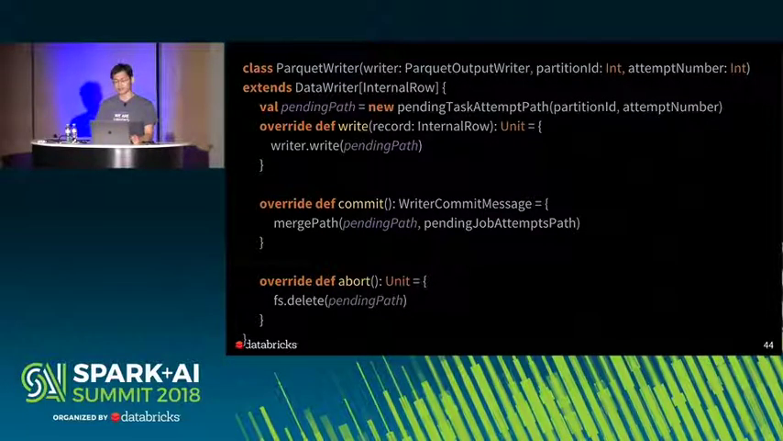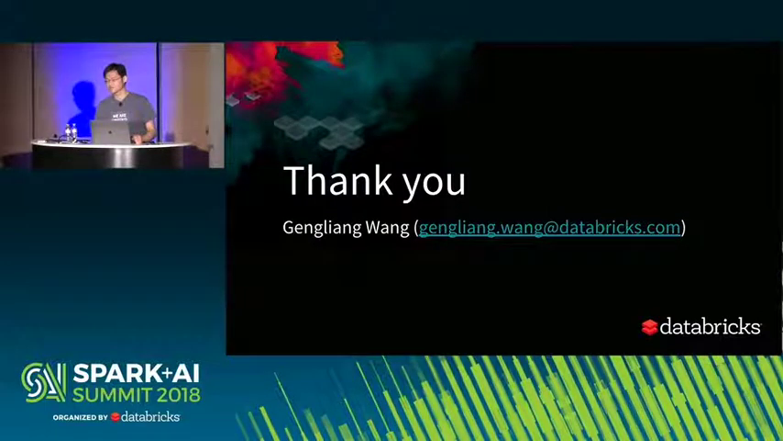Upon task commit, the pending task path is moved under the pending job path. Upon job abort, we can simply delete the pending path. And that's it. Thank you.